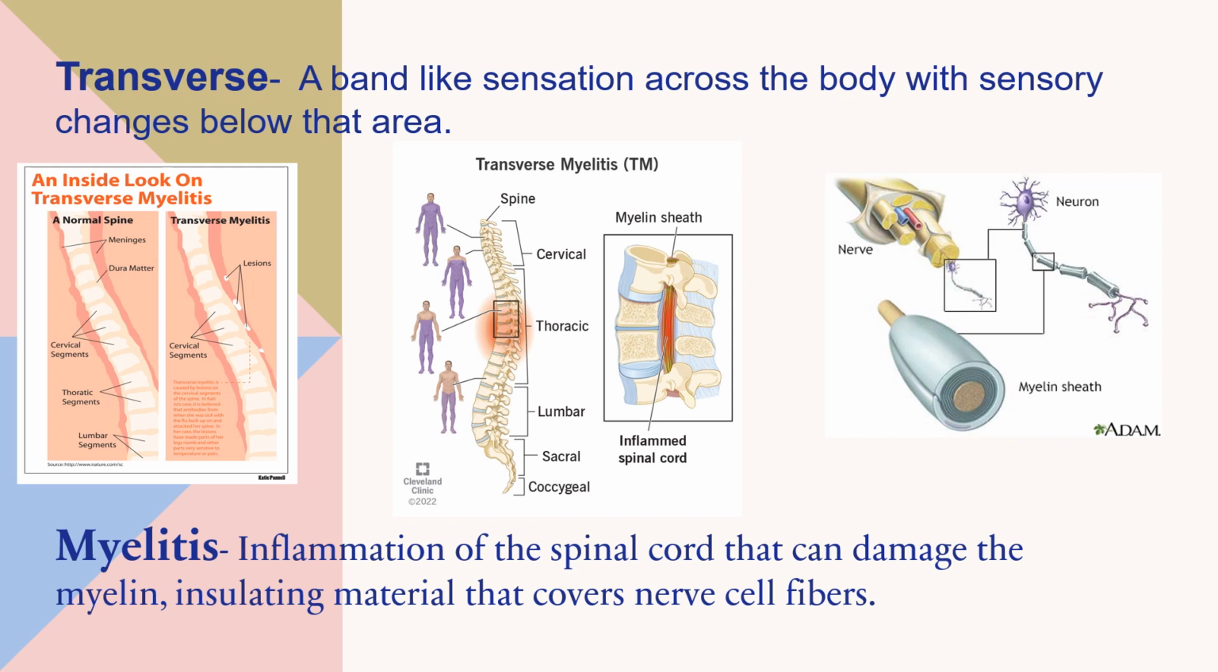In this middle graphic, you can see that the area of the spinal cord that becomes inflamed will indicate the parts of the body that will be most likely affected. If it occurs at a cervical level, then the arms, legs, and trunk of the body will be affected. Thoracic, the trunk and the legs, and the lumbar, legs only.